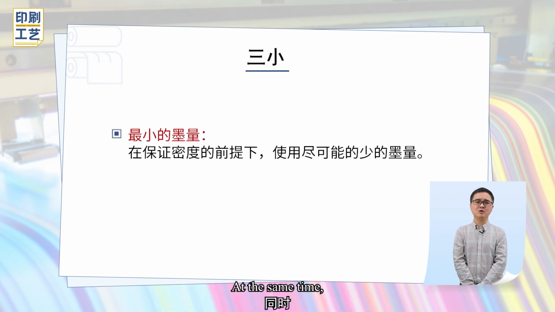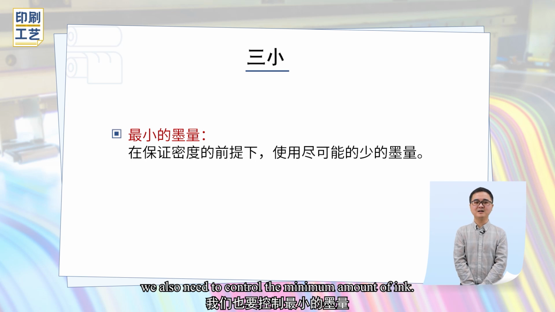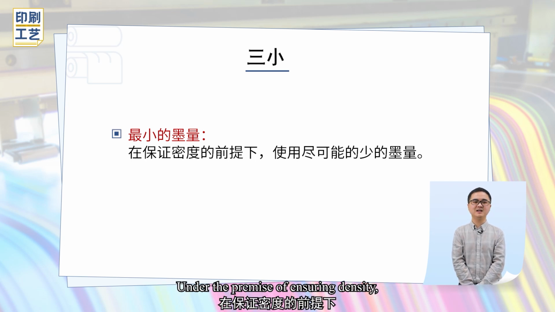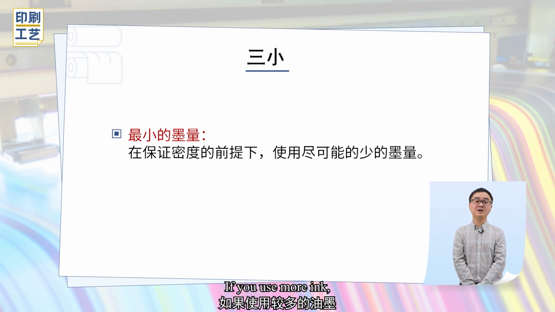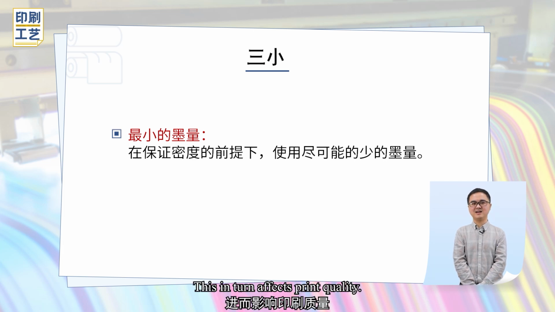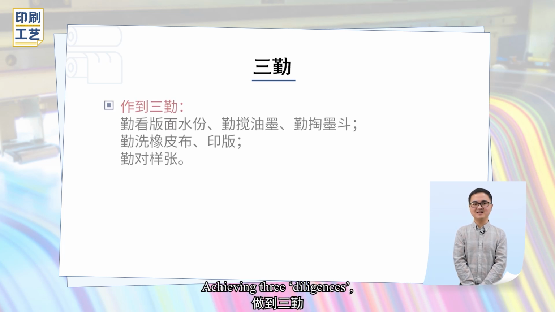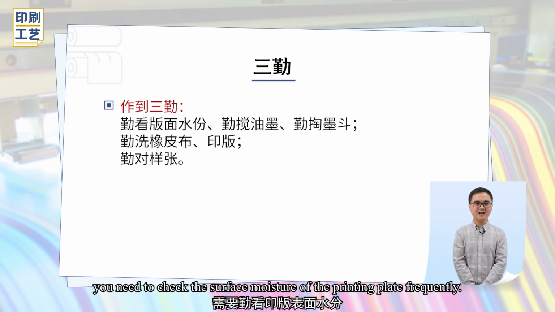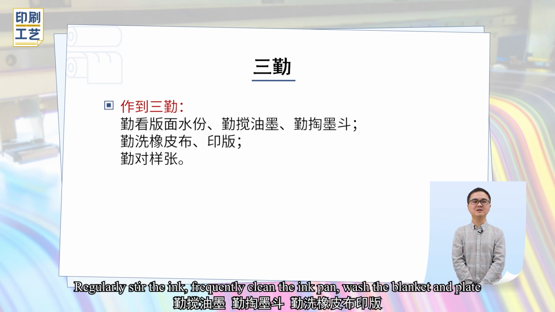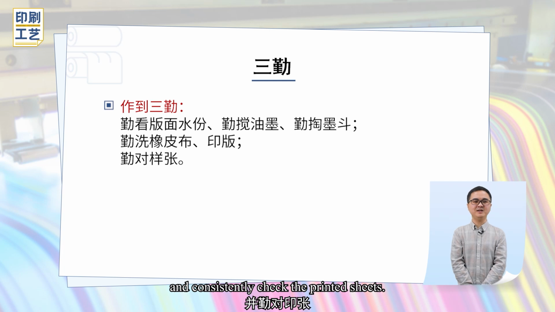At the same time, we also need to control the minimum amount of ink. Under the premise of ensuring density, try to use as little ink as possible. If you use more ink, it often leads to dot gain. This in turn affects print quality. Next is 3 diligence. To achieve 3 diligence, you need to check the surface moisture of the printing plate frequently, regularly stir the ink, frequently clean the ink pan, wash the blanket and plate, and consistently check the printed sheets.